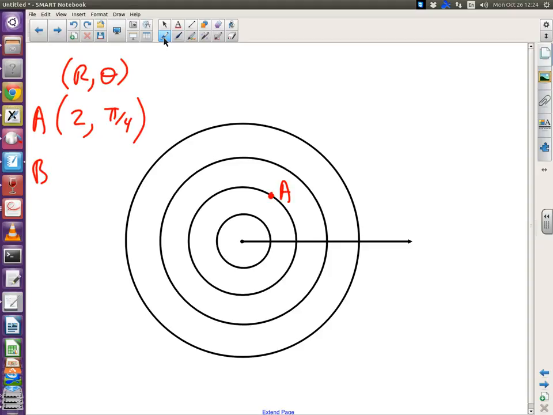How about point B? What would (3, 0) mean? Well, (3, 0) would mean go out 3 from the pole, and don't rotate up or down at all, just stay there. So let's call that point B.